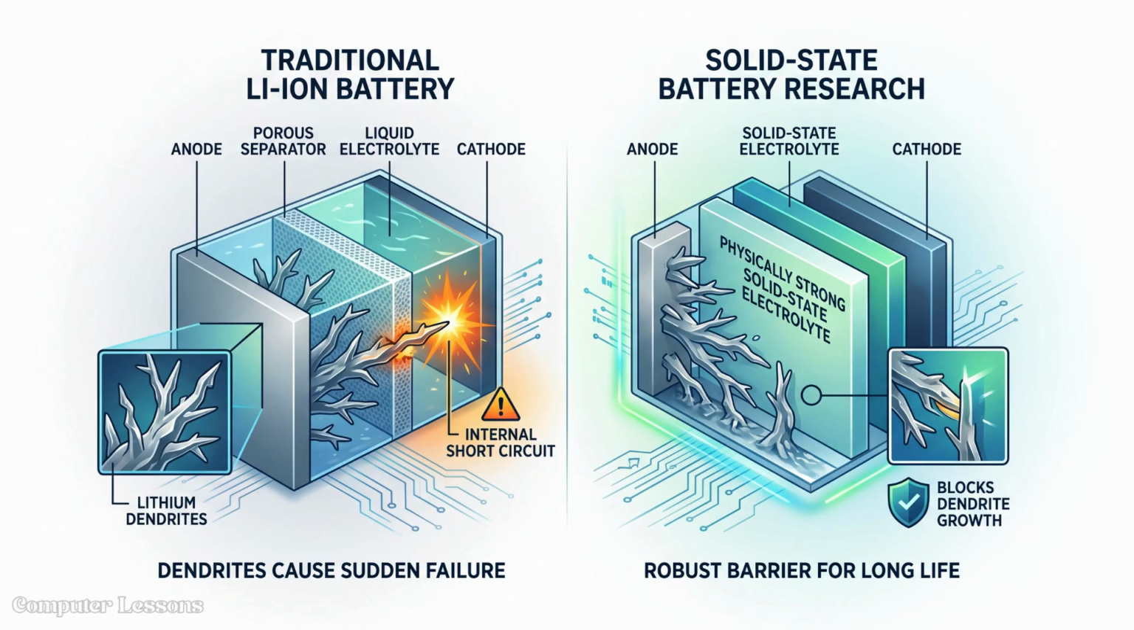A major cause of sudden battery failure is the growth of lithium dendrites, which are microscopic needle-like structures of metal. These dendrites can grow through the separator, eventually touching the cathode and causing a dangerous internal short circuit. Modern research focuses on creating solid-state electrolytes that are physically strong enough to block these growths.